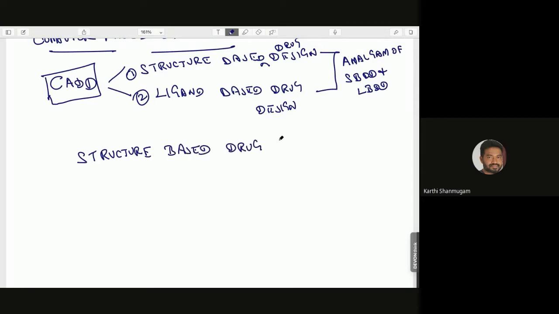So I'll first give an example for structure based drug design, so it will be easy for you to understand what exactly is the meaning of structure based drug design, right? If we take molecular docking, we already started learning molecular docking in the laboratory session. Flexible docking, rigid docking, all these are examples of structure based drug design. And protein modeling also comes under structure based drug design.